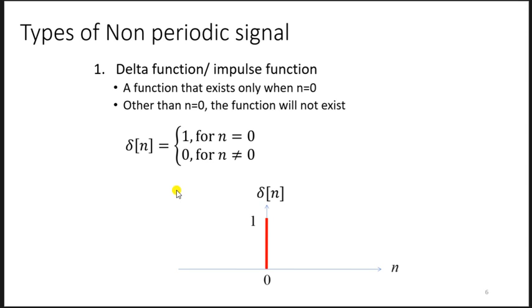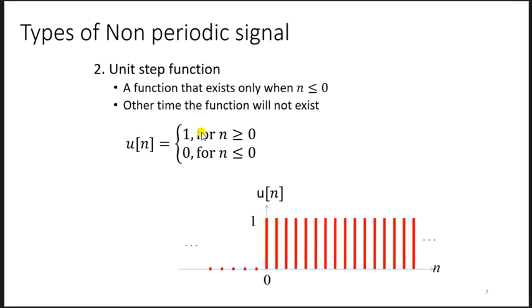For non-periodic signal, types of non-periodic signal, this also we have seen in the previous chapter. So delta function or impulse function exists only at n equals to 0. Other than that, the function is non-existent. So delta[n] is 1 for n equals 0, and 0 for n not equal to 0. Okay, so it has only one signal at n equals 0.